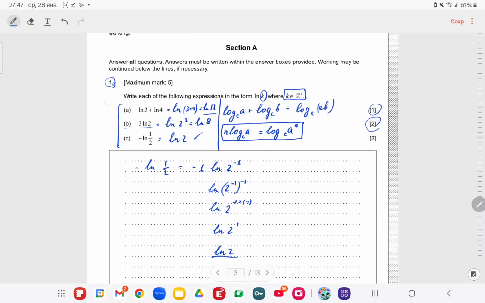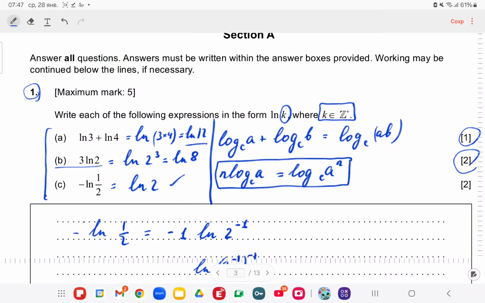Okay, so it was a very simple introduction to the paper. Nice and smooth question.